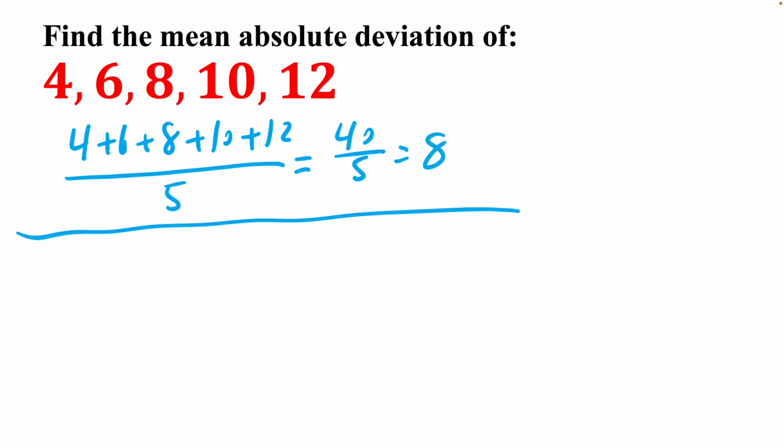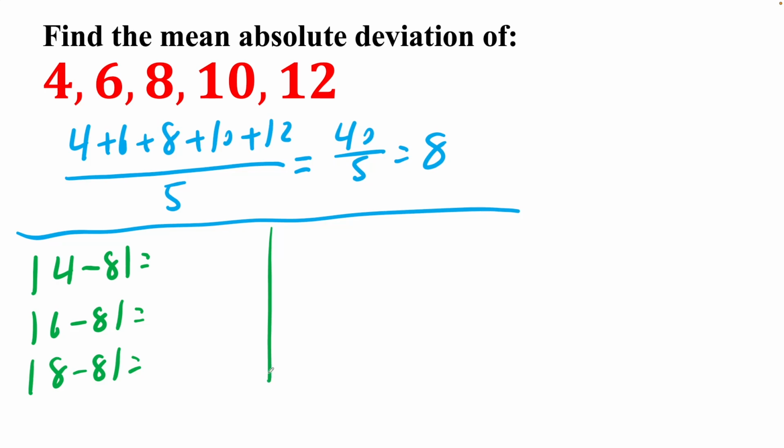And now we need to calculate the absolute deviation from the mean for each number. So we'll do 4 minus 8, we'll do 6 minus 8, we will do 8 minus 8, leave some space, we will do 10 minus 8, and 12 minus 8. So 4 minus 8 is negative 4, but the absolute value of negative 4 is still 4. 6 minus 8 is negative 2, but the absolute value of negative 2 is 2. 8 minus 8 is 0. 10 minus 8 is 2. 12 minus 8 is 4.